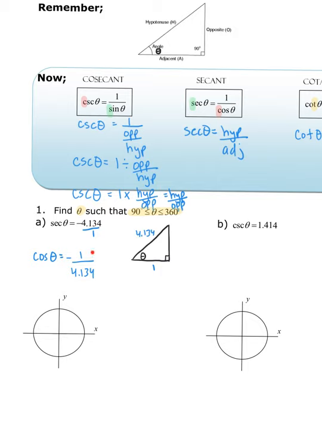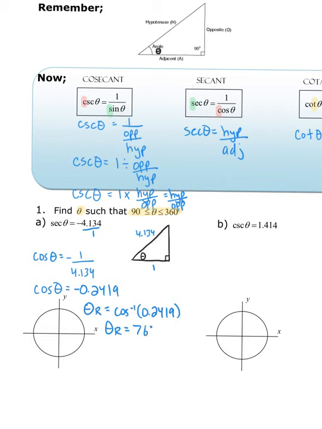So now we can just put this into our calculator. Negative 1 divided by 4.134. And we get that cos theta is negative 0.2419. So I'm going to find the related angle, theta r, and I'm going to take the inverse, again, of only the positive ratio. So put in the positive number, and we get that the related angle is 76 degrees.